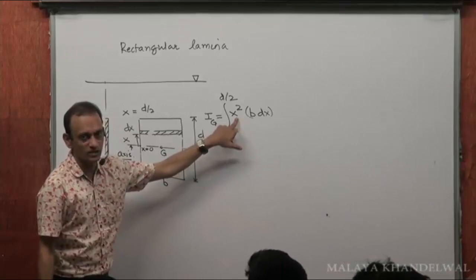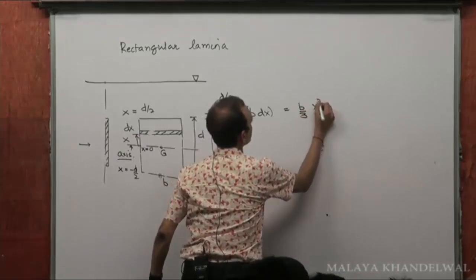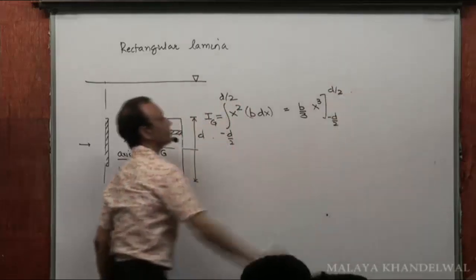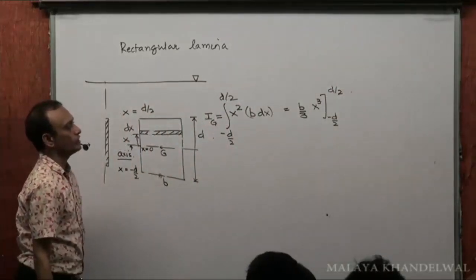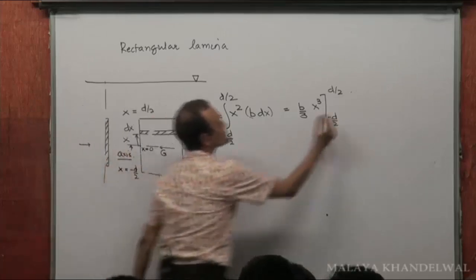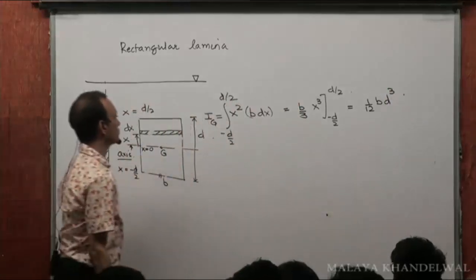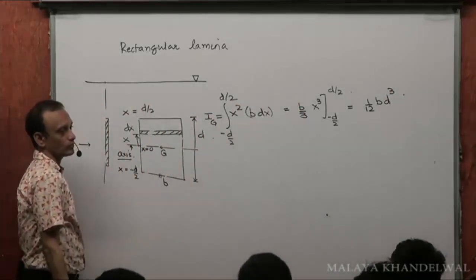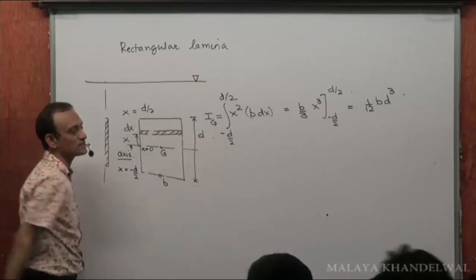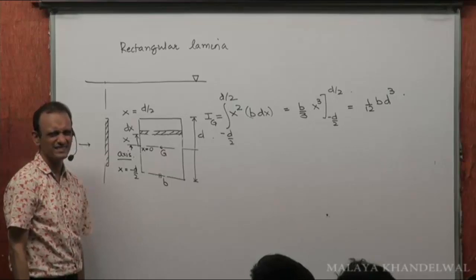If you integrate this, it would be x cube by 3. So b by 3 x cube, where x runs from minus d by 2 to plus d by 2. D cube by 8, 2 into d cube by 8, d cube by 4. So this is 1/12 bd cube. This is I about an axis passing through G and parallel to the base. Tough? No, right?